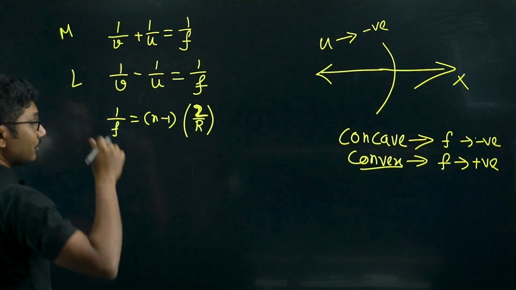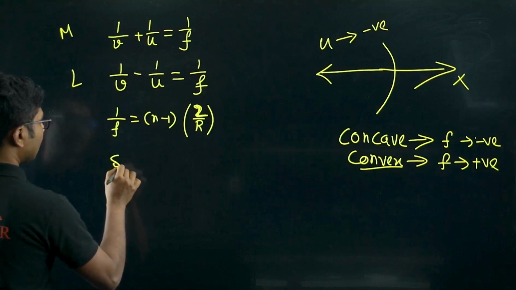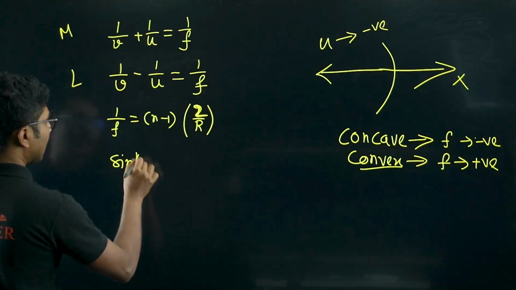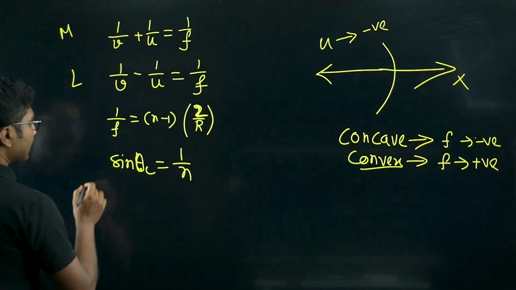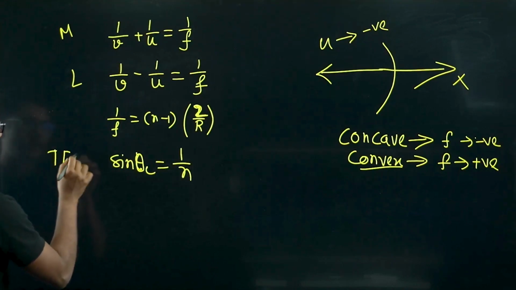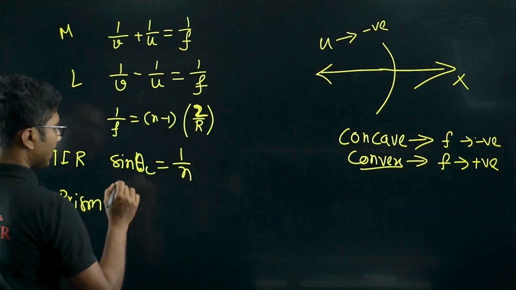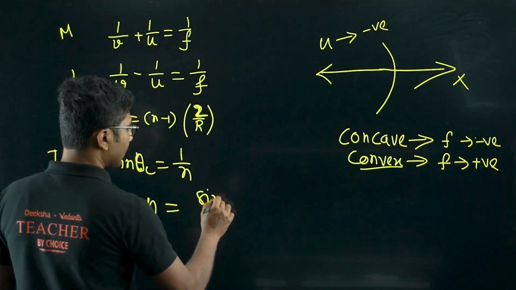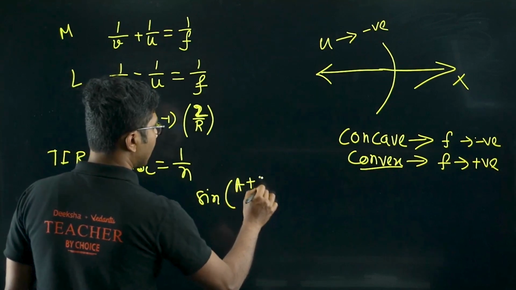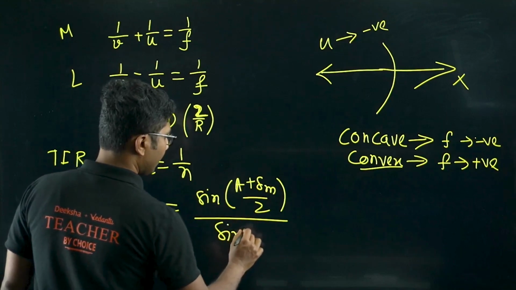Okay, what else do you have? Total internal reflection: sine of critical angle theta c is equal to 1 by n. This is important. Next is prism. For a prism, mu, or n, equals sine of A plus delta m by 2, divided by sine of A by 2.